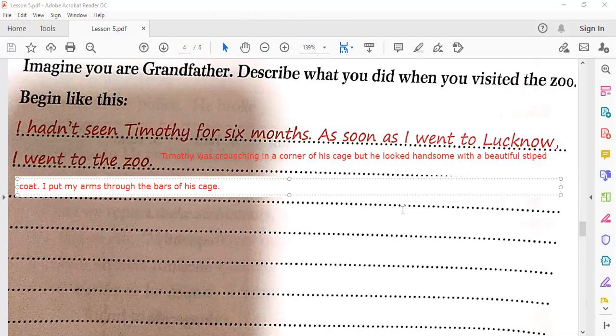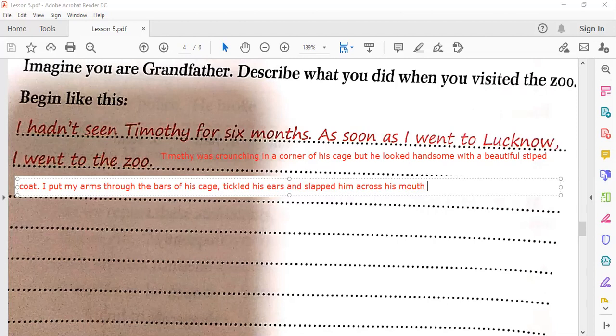Then what happened? Tickled his ears and slapped him across the mouth. Silly slapping will be there, no? Tickled his ears and what happened? Slapped him across his mouth.